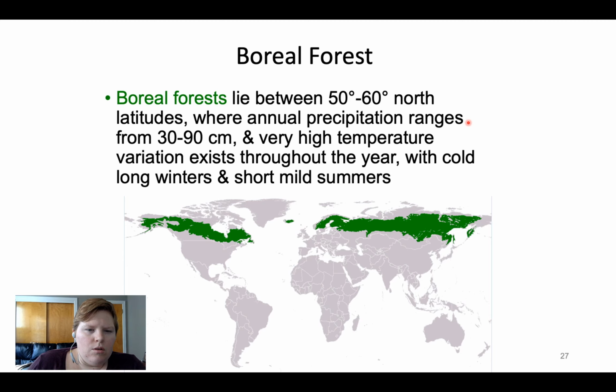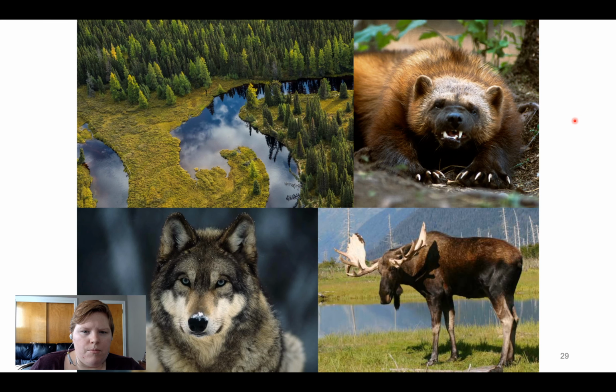And again, these are averages, so it's going to shift as we go, but dominated by these evergreen trees, things that can survive really cold environments. So we see really cool adaptations to things that survive in the cold. So we have badgers and wolverines and other predators with thick coats, moose, wolves. These are animals that live in boreal forests.